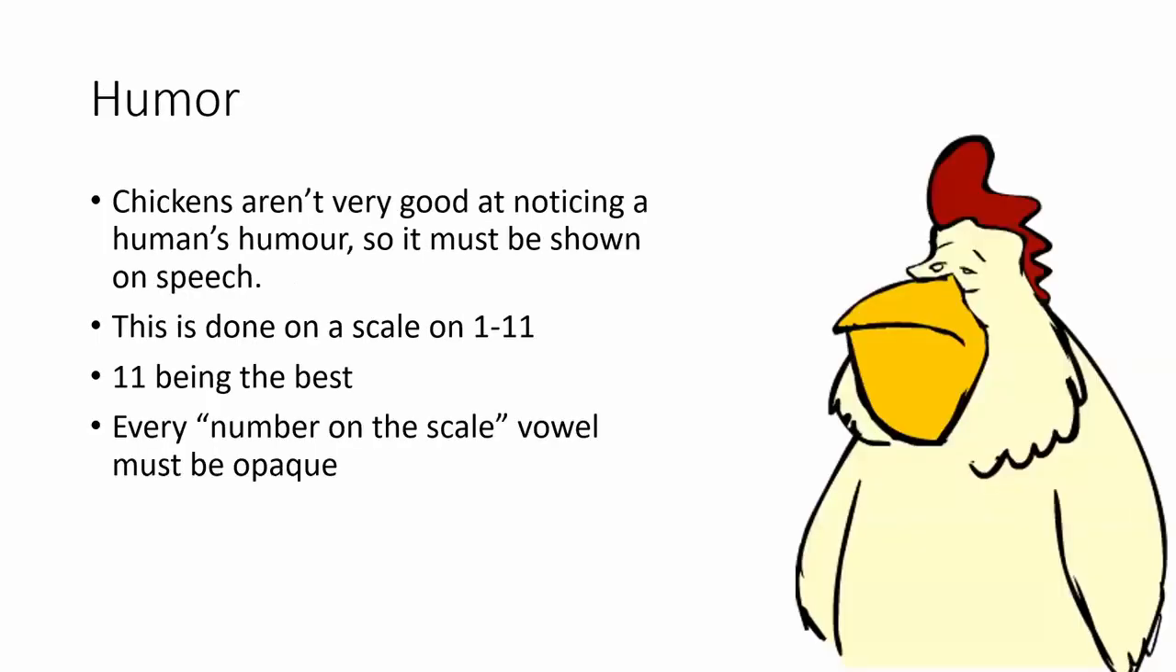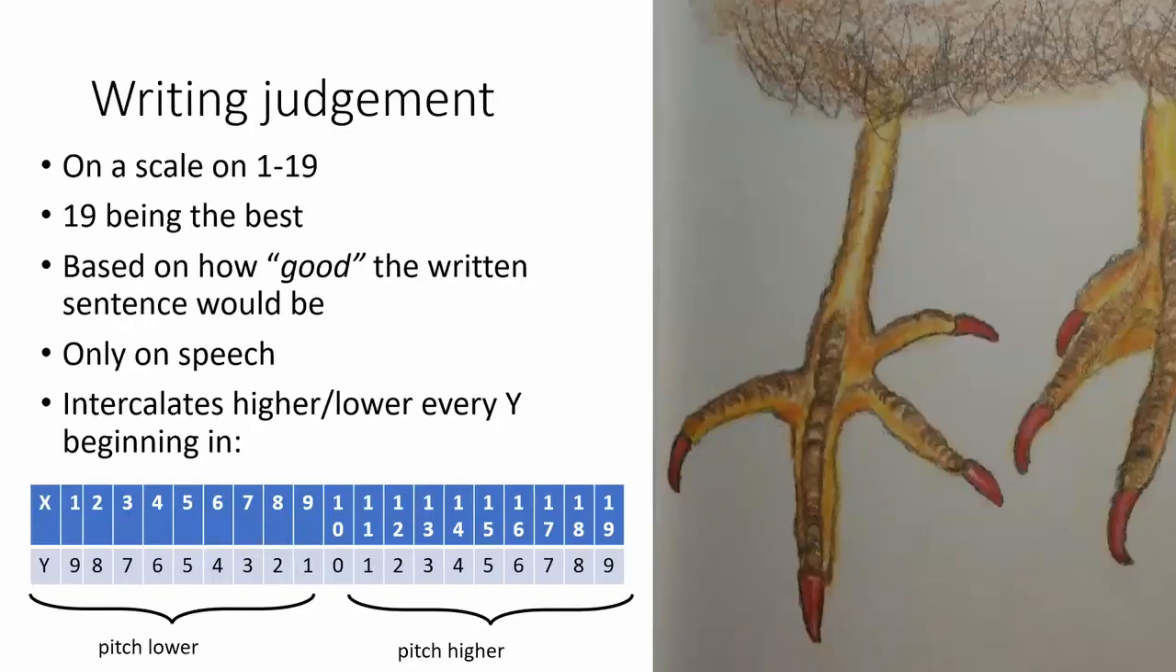Next up, to convey the humor of the speaker, it must be rated on the scale from 1 to 11 and portrayed via opaque syllables. Similarly, there's writing judgment. On a scale from 1 to 19, it must be portrayed how good the written sentence is for the speaker. If it is a conversation, you rate the writing of the last sentence said, the first one and the second ones, and last but not least comes the numeric system.